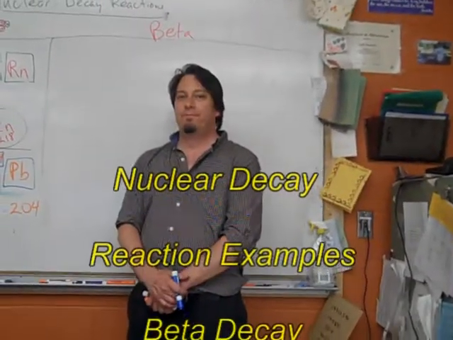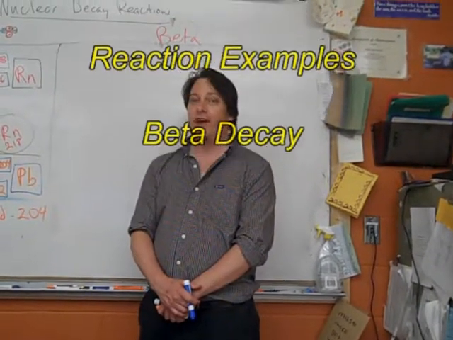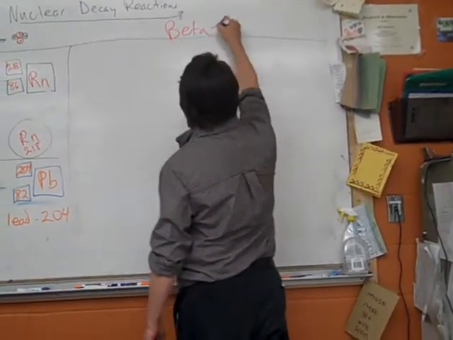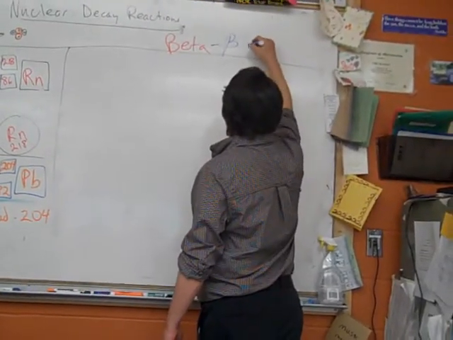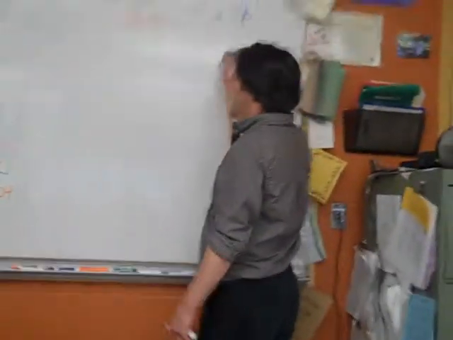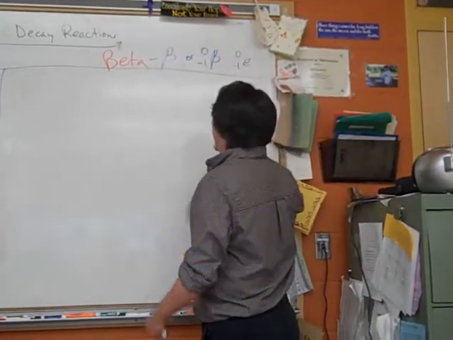We rolling? Yeah. Welcome back, everybody. We're here to do beta decay equations now. A beta decay equation is when a beta particle is produced. Beta, sometimes written as 0 minus 1 beta. I'll explain about that a little more later. Or 0, negative 1 e.